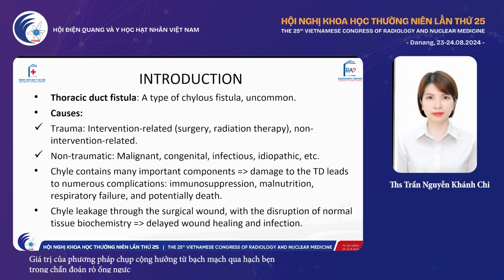Thoracic duct leakage is a rare condition. It can be categorized into 2 main groups of causes. Traumatic causes, including surgery, intervention, or radiation therapy. And the other group is non-traumatic causes, including malignancies, congenital, infectious, or idiopathic. As I mentioned before, chyle contains many important components, so prolonged chyle leakage can lead to numerous complications such as immunosuppression, malnutrition, respiratory failure, or even death.